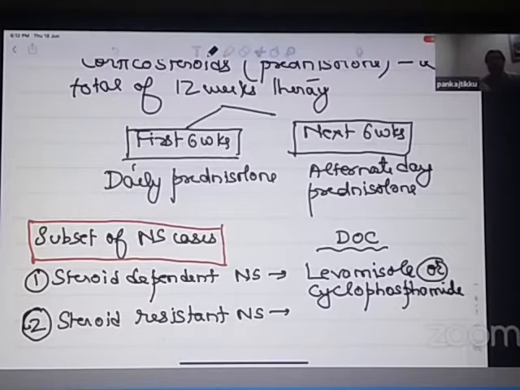So what is the drug of choice for steroid-dependent nephrotic syndrome? It is levamisole, which is first-line therapy. But if levamisole is not one of the choices given, then the next therapy you should recommend is cyclophosphamide. For steroid-resistant nephrotic syndrome, cyclosporin is the drug of choice.